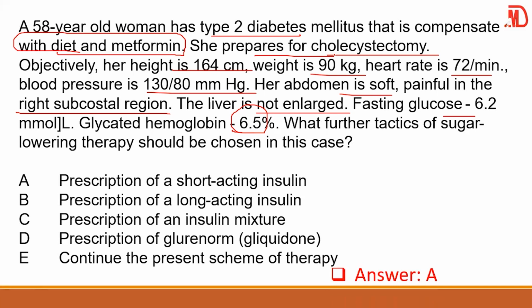Short-acting insulin. Although these people also have insulin resistance. All right. So short-acting insulin. This is just a prophylaxis. But for treatment, that's it: metformin, diet, and exercise.